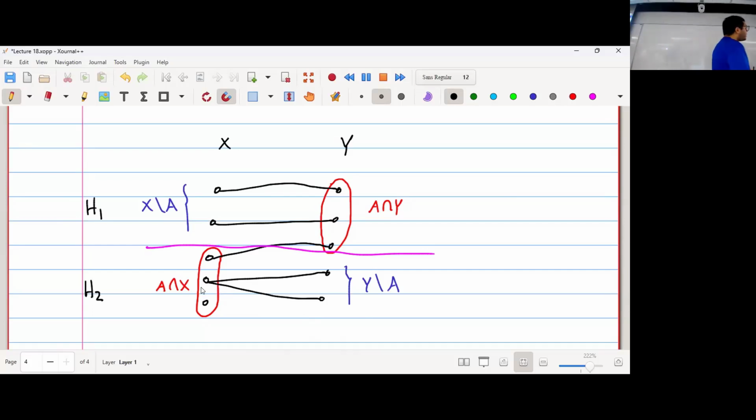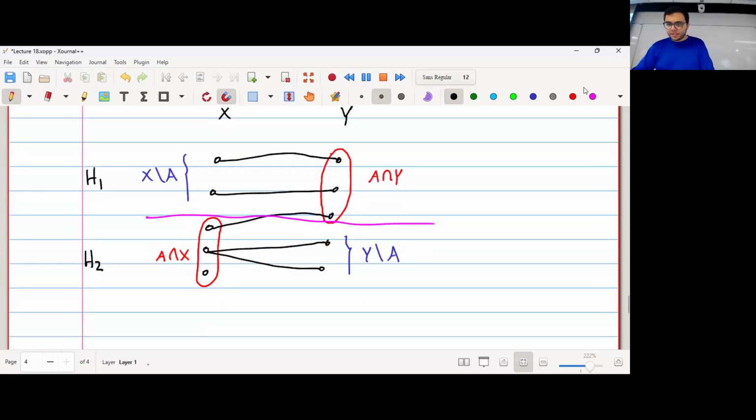So I have to check the conditions of Hall. I have to check that every subset of red vertices has at least as many neighbors as its size. Okay, so let's look at a subset of red vertices here. How many neighbors does it have? So again, I'm only looking at the graph down here. I'm only looking at H2, and I'm not looking at all of the red vertices. I'm looking at some subset of them.